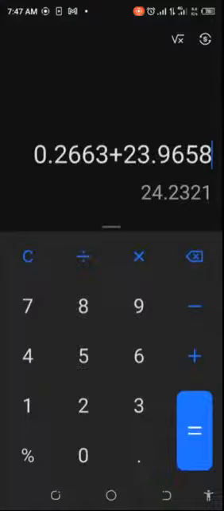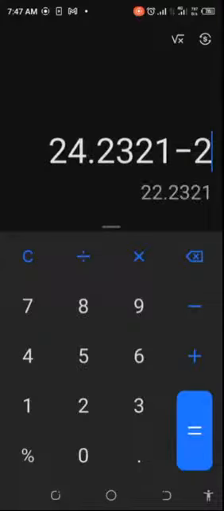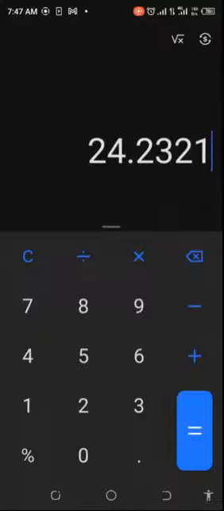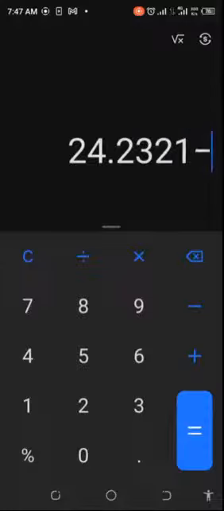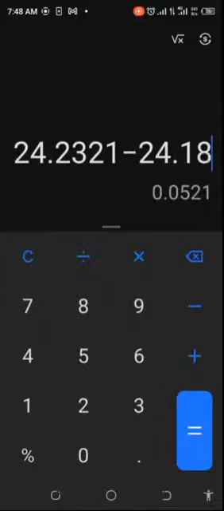So we actually made, if you see here, 24.2321. It's still a profit, right? We're still in profit. If we remove 24.18, the starting point, we actually made 5 cents. Okay, we made 5 cents. That's really small, but in this particular trade, we are profitable. Okay, that's the main point here.